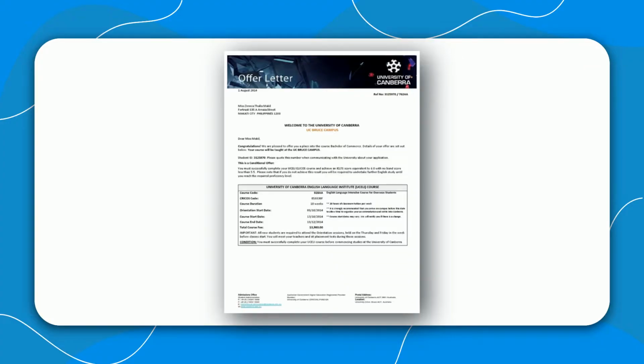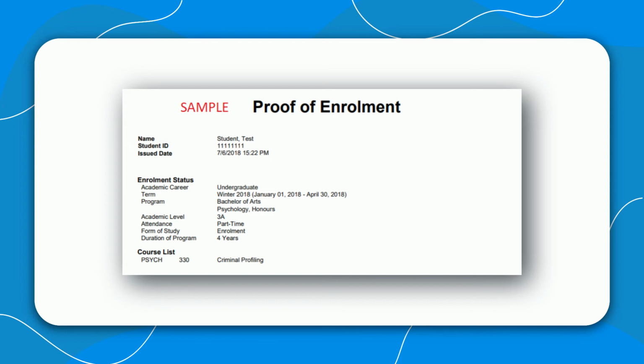Offer letter. You will need to submit the letter of offer from the university you have applied to and accepted the offer of. Confirmation of enrollment. A confirmation of enrollment or COE is a document that is issued by your education provider that verifies your enrollment in a specific course. The COE will be sent to you after you have accepted the offer and paid your deposit.